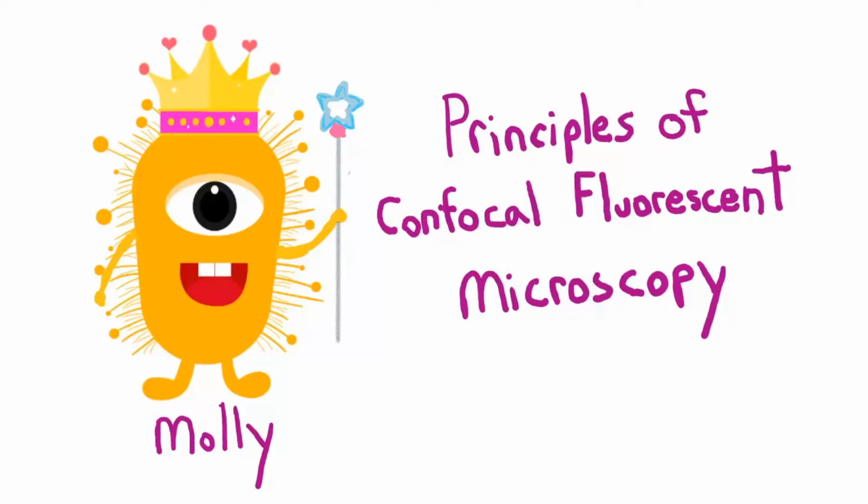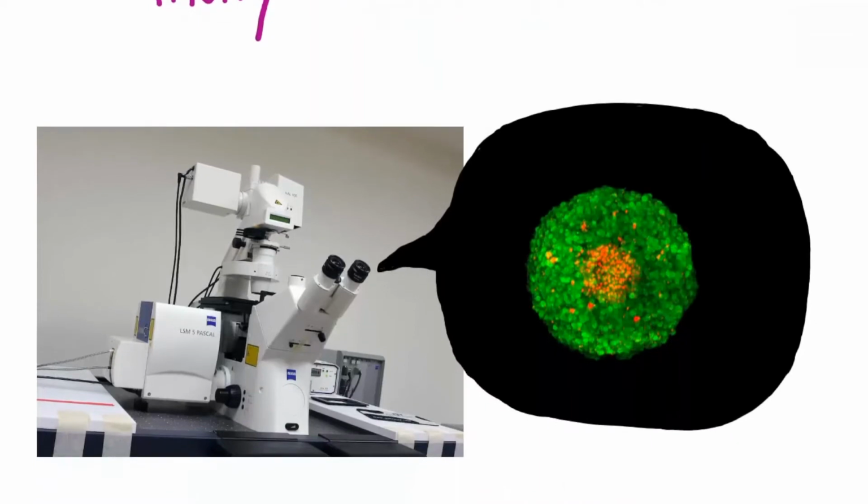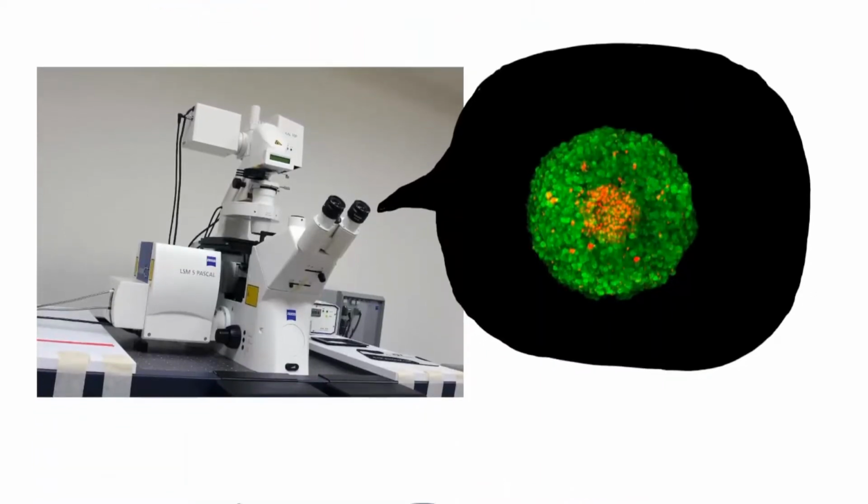My name is Molly, Queen of the Microscope, and I'm here to explain the principle of confocal fluorescent microscopy. The confocal microscope is a specific fluorescent microscope that allows for the production of 3D images with high resolution.